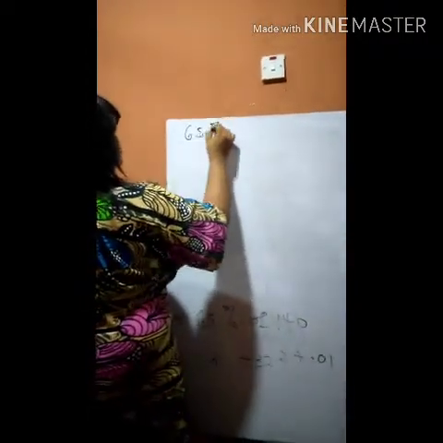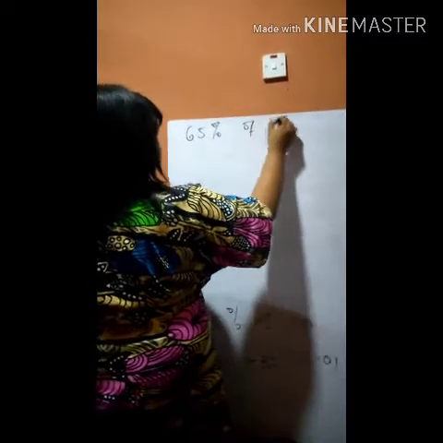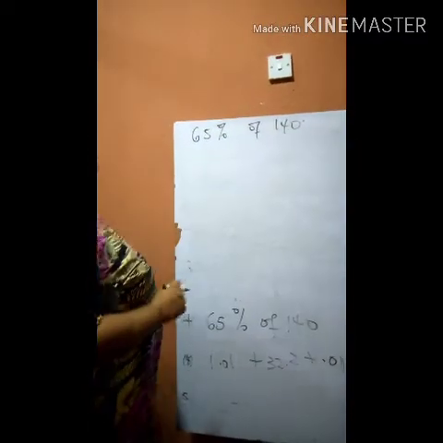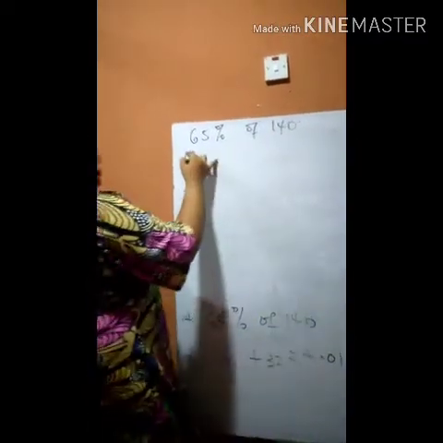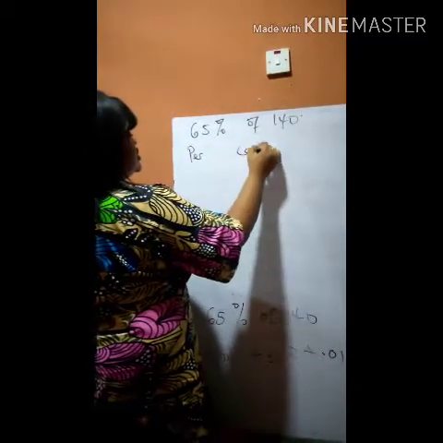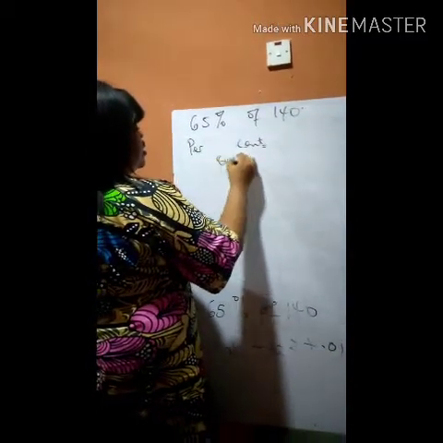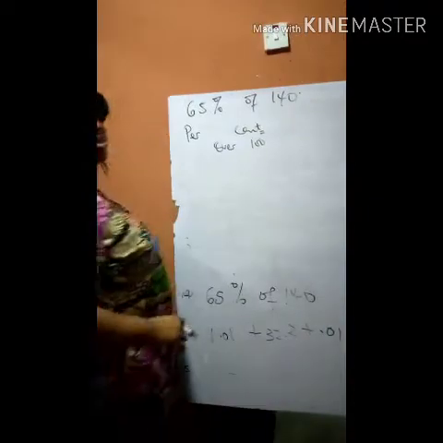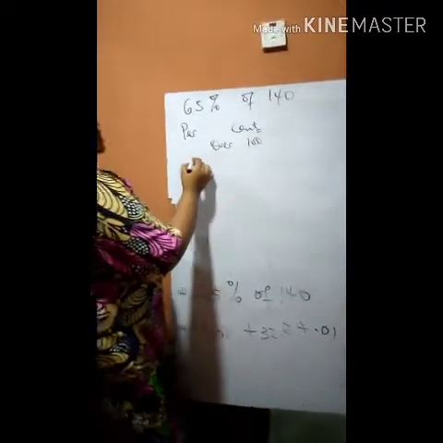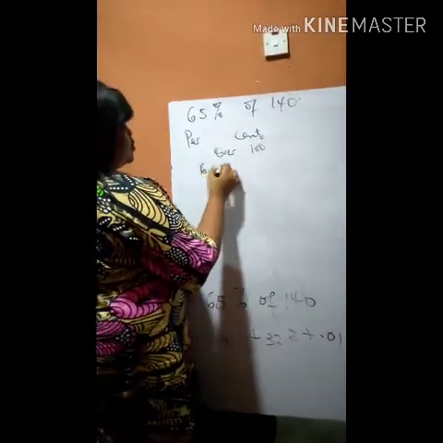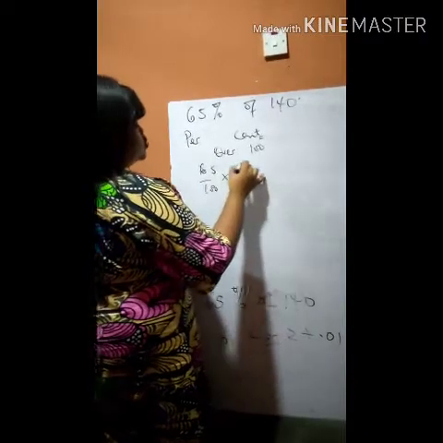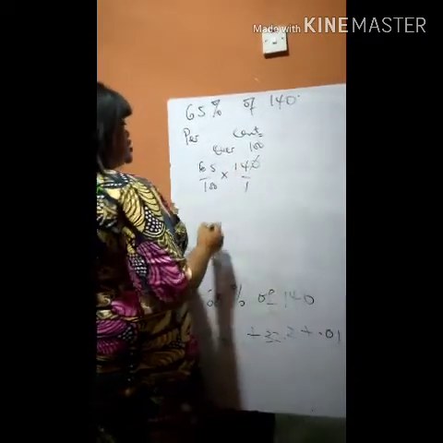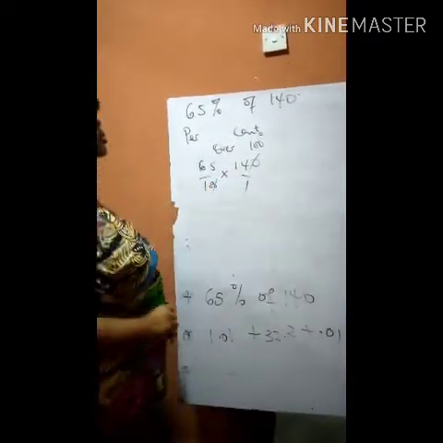The next question says we should look for 65% of 140. The word percent is over 100. Cent means 100. So we say 65 over 100 times 140 over 1. This 0 is cutting this 0 out.